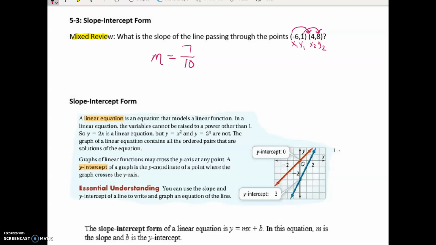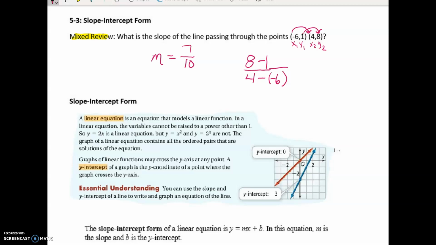Now, if we were going to use the formula, another way to do it would be 8 minus 1, so y2 minus y1 over x2 minus x1. And we can see that we would get the same solution. I just took a quicker path there, just remembering that slope is always going to be change in y over change in x.